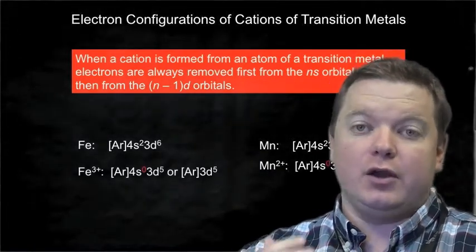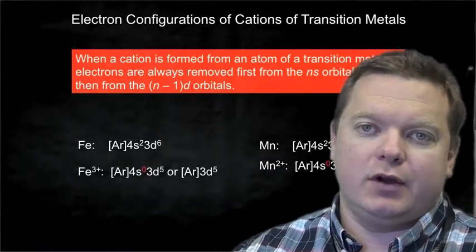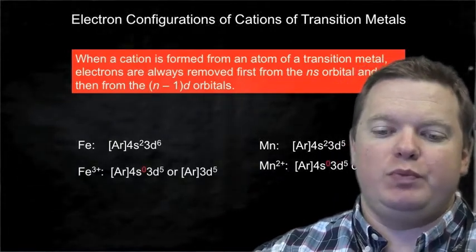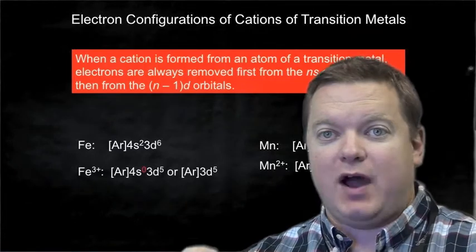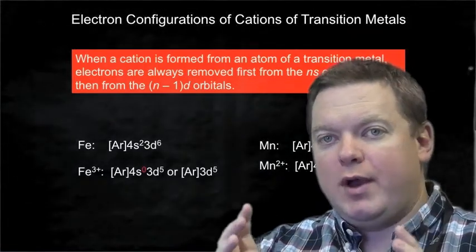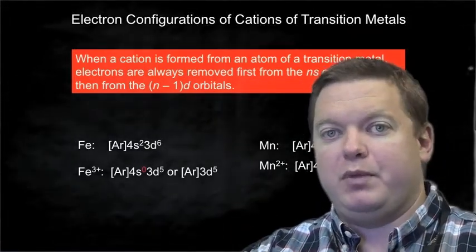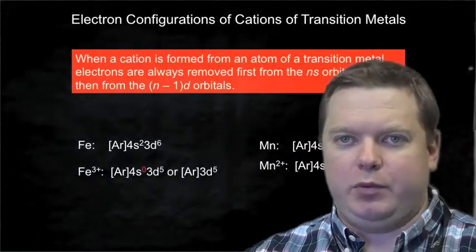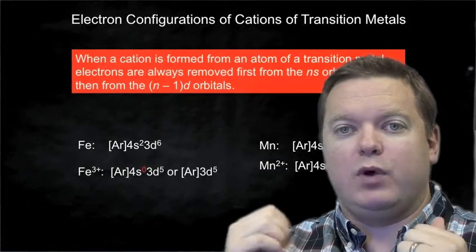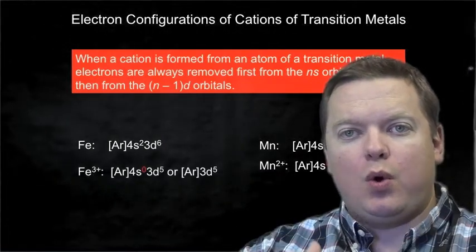So for the iron 2+, the electron configuration that we would get, if you can see it, would be Ar 4s1 3d5. Because of this special arrangement, these half-filled orbitals are more stable than non-filled orbitals. So we always want to either go completely filled or half-filled.